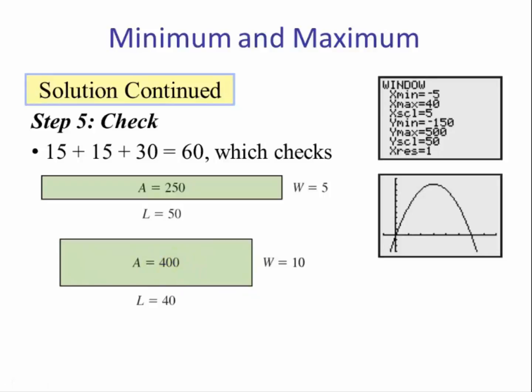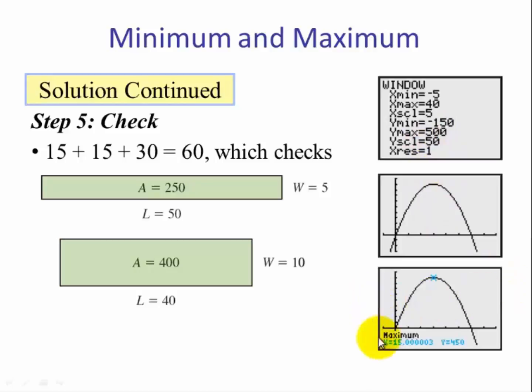So using a graphing calculator, I'm using these window settings. X min is negative 5, so I can see the y-axis. My x max I have to 40, so I can see the end of the parabola. I'm counting by 5s. The y min, I'm using negative 150, so I can see the x-axis, and I want it to go to 500 because the peak here is supposed to be at 450, and then I'm counting by 50s. And using the maximum feature, the calculator is verifying that it occurs at 15 with an area of 450. So it verifies. Let's do our last example.